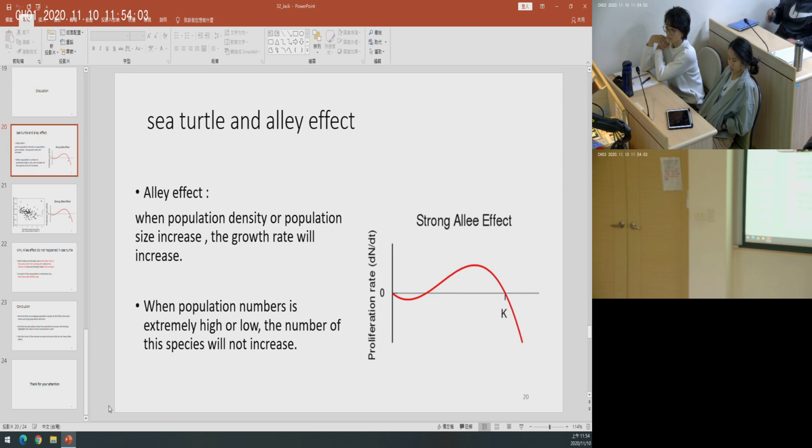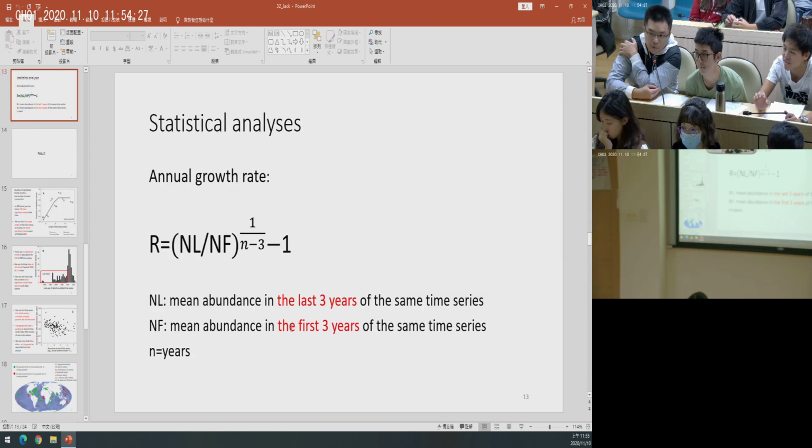I want to know how to get this equation.